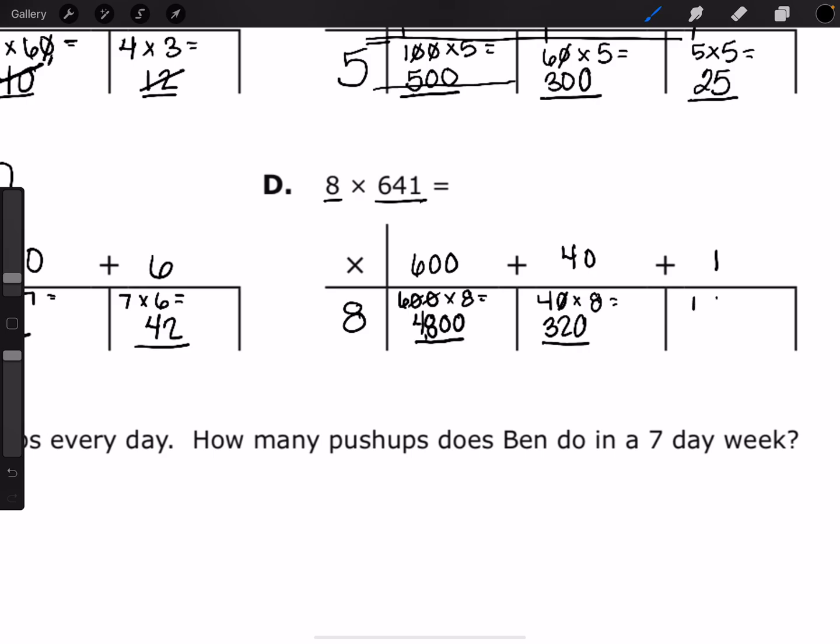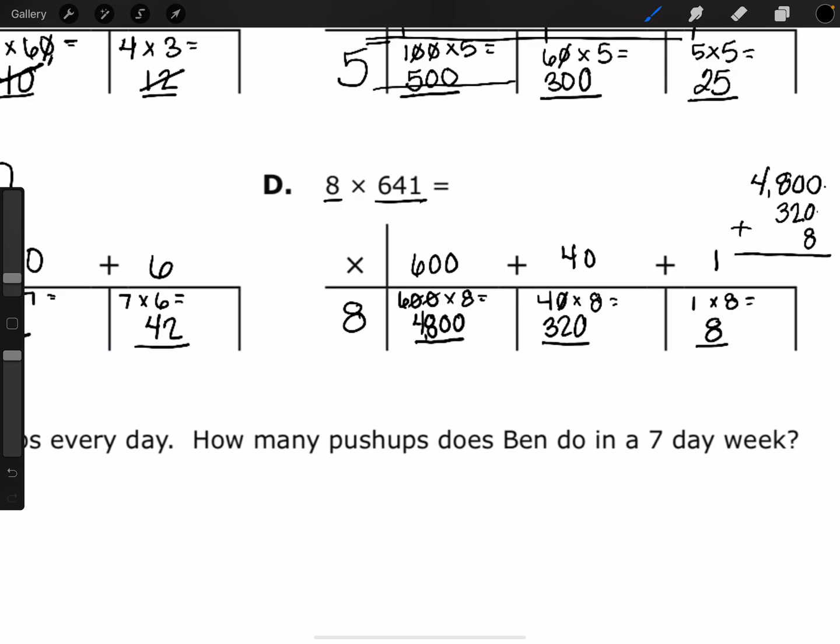Now we have 1 times 8. Oh, I don't know if I can do this. 1 group of 8. Just kidding. 1 times 8, we all know, is 8. But because those are all partial products, we need to add those together. So our first partial product is 4,800. Our second partial product is 320. And then 8 is our third partial product.